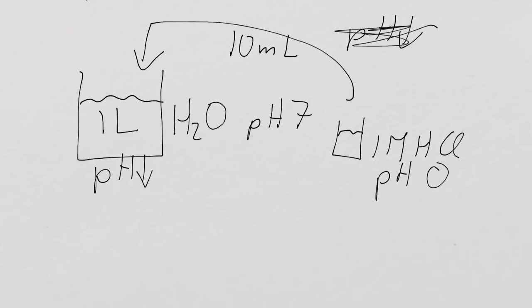Can we actually calculate how much the pH goes down? How could we calculate that? Any suggestions? Think about it. Think about this as a potential exam question. How do you calculate how much the pH goes down by? How would you do that? How would you tackle this problem?